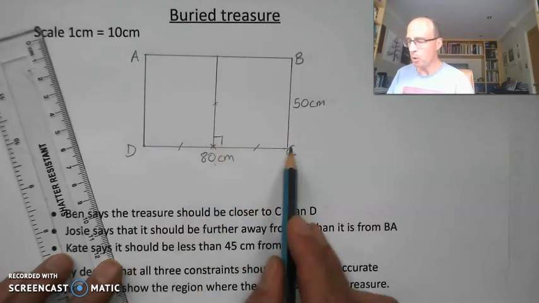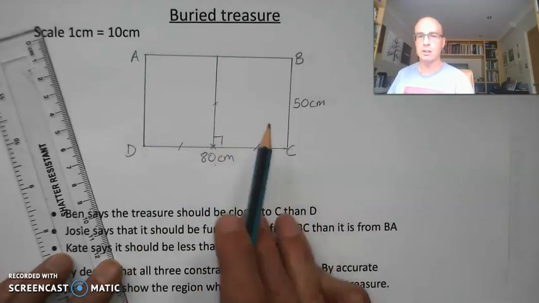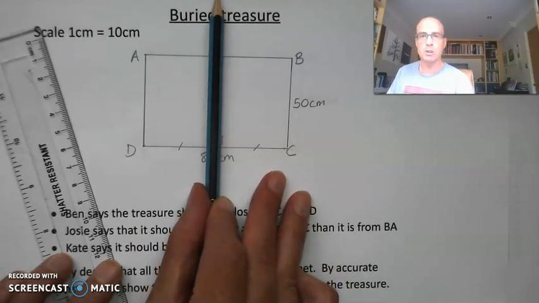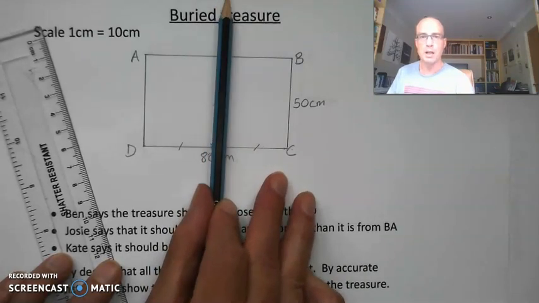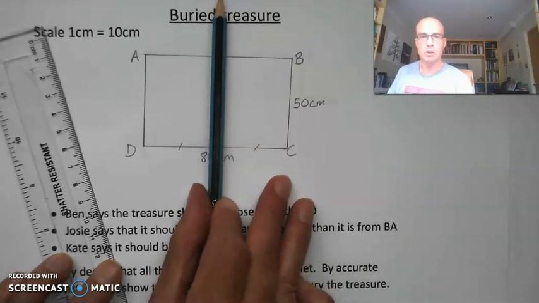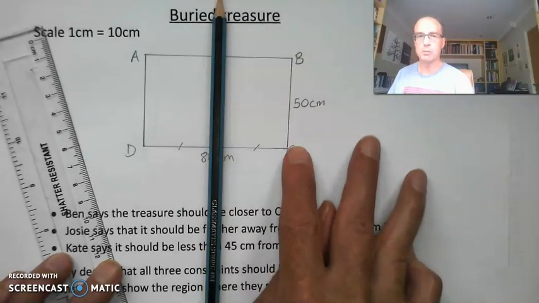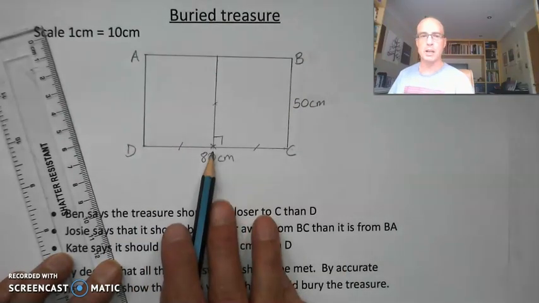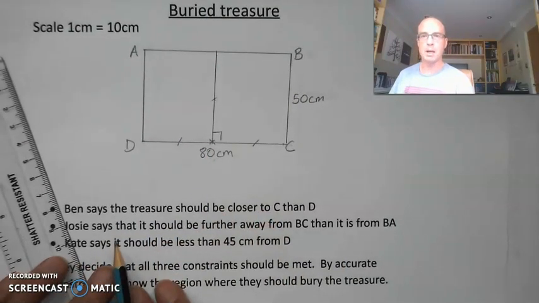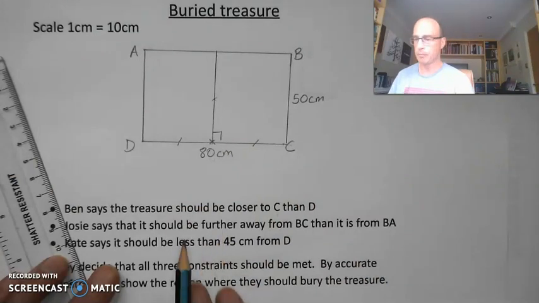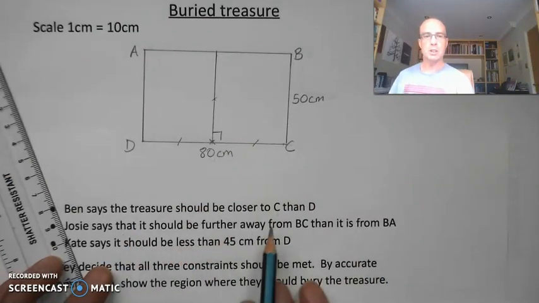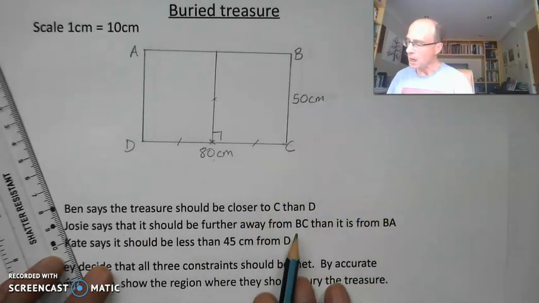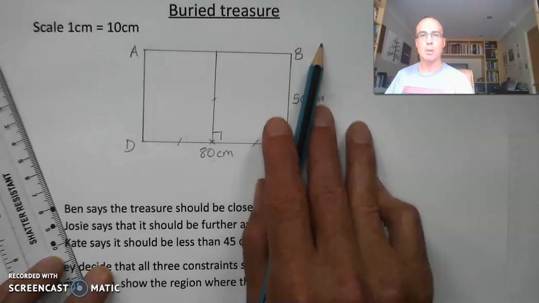So if I've got 2 points and I'm trying to find a set of points that are the same distance away, if I draw a line between those points and draw a perpendicular bisector, that's going to give me the set of points that are the same distance away from C as they are from D. So if I can draw my perpendicular bisector, I can keep Ben happy, I can work out which part of the table he wants. Josie wants it to be further away from BC, the right hand side of my table, than it is from BA, the top edge.